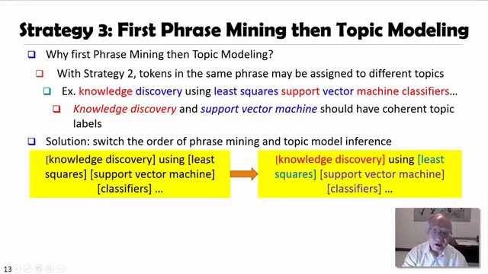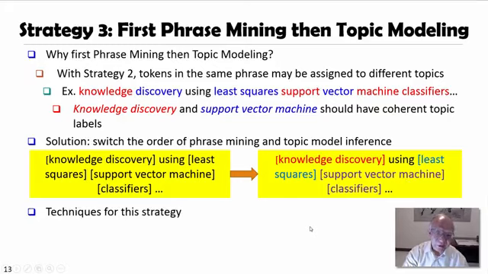If we switch the order between phrase mining and topic modeling, that means we first do phrase mining. If we can find knowledge discovery is a quality phrase, and least squares is another quality phrase, and support vector machine is a third quality phrase, then we will be able to generate very high quality topic models. For example, knowledge discovery is one topic, least squares is another topic, support vector machine is another topic. Can we do that?